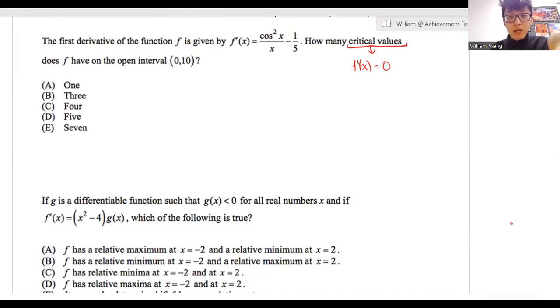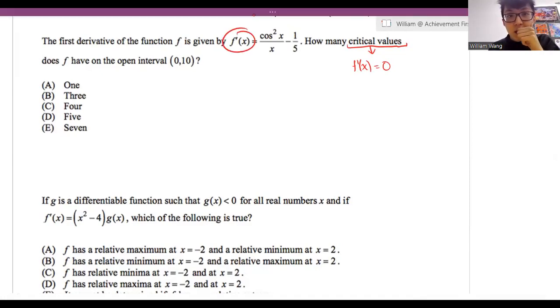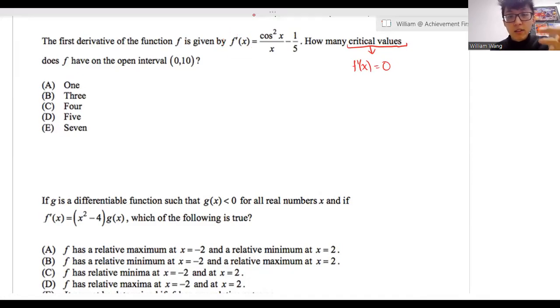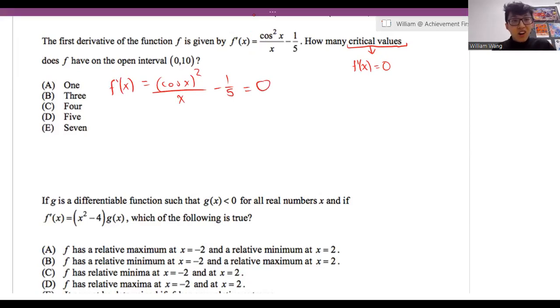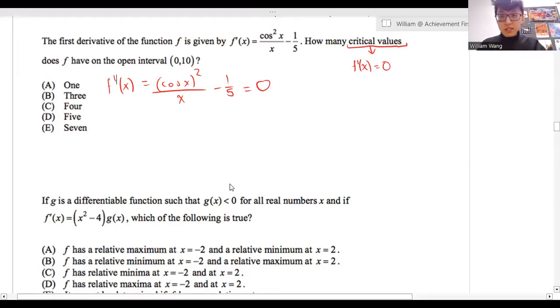Now, this question is somewhat easier because take a look at what they give me. They give me my derivative, so I already know it. My derivative is written here. It is cosine squared x, or actually I can rewrite that as cosine x, all in parentheses squared, because it's the same thing, divided by x minus 1/5 is equal to 0. So I want to know how many times my derivative is equal to 0. Well, this is a calculator problem, so I'm going to pull up my calculator.